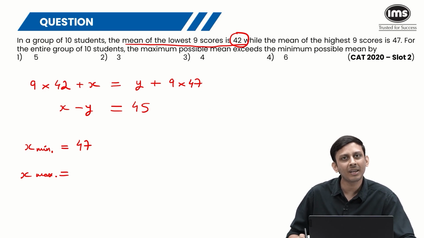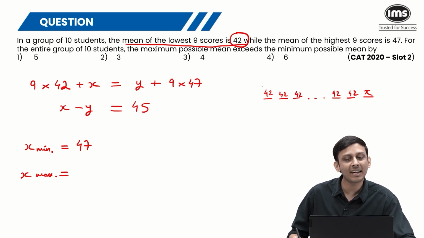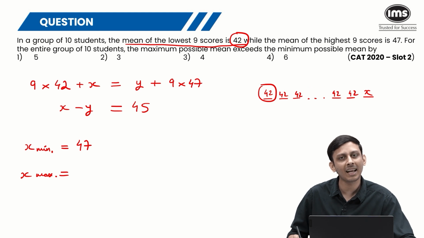Okay, so from here we can say that the maximum value of y is 42, and that will happen when all these 9 lowest scores are 42. To give you a visual representation, if you find this confusing, basically all of these 9 lowest scores, the last one is x, but all these 9 lowest scores, if we make all of them 42, then we are satisfying that condition. Okay, mean of the lowest 9 scores is 42. And here we are getting that y is 42, which is the maximum it can be.